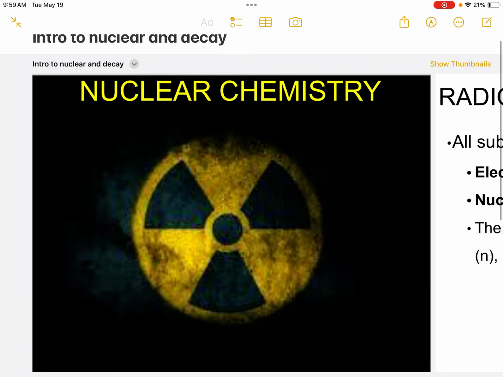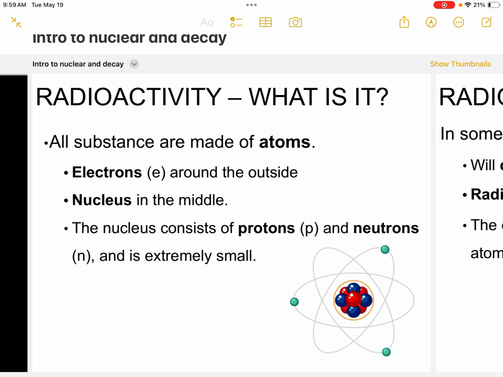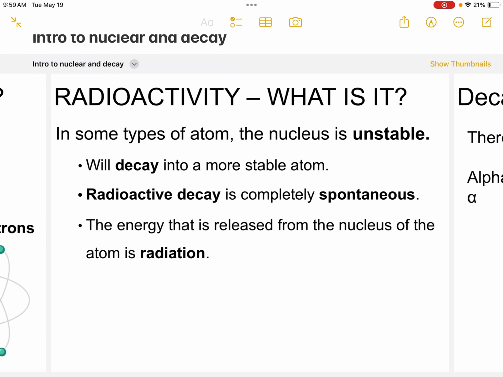Today's lesson is on nuclear chemistry. So, what is radioactivity? Well, all substances are made out of atoms. They have electrons that circle the nucleus. Your nucleus is in the middle, and in your nucleus you have protons and neutrons, and your nucleus is very small.